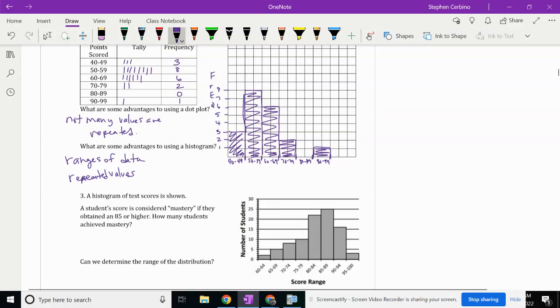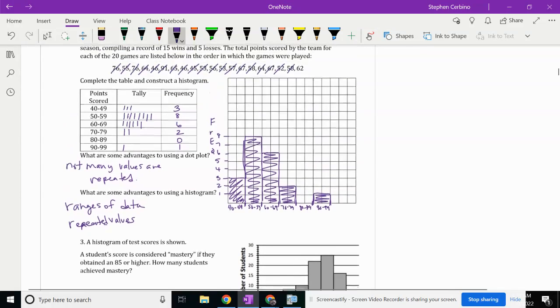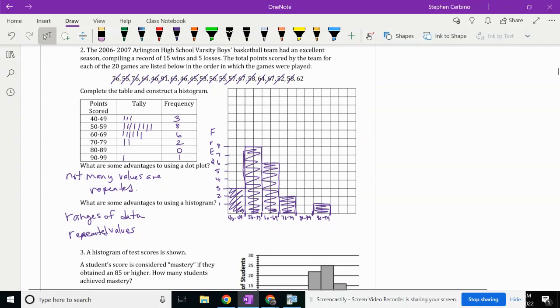All right, so now we've created a histogram. The last thing we have to do for all of our histograms is give it a title, right? The title is something that we want to put on every histogram. So we've labeled our frequency, we put our scores, and on top we'll put Arlington basketball scores, something like that, okay?